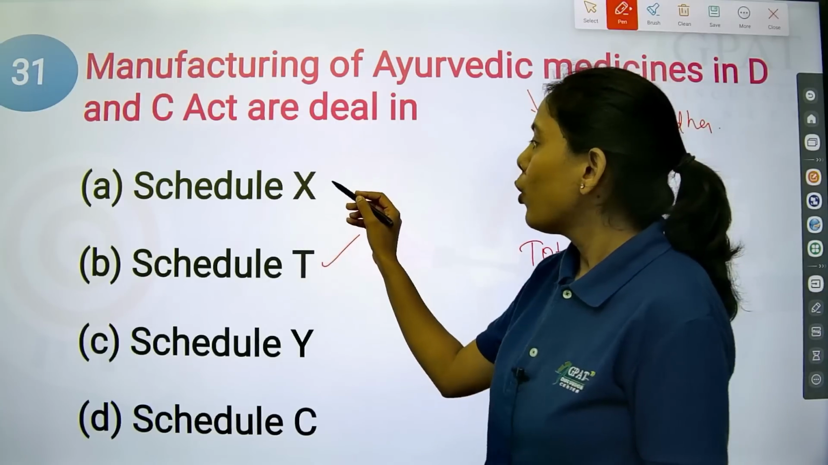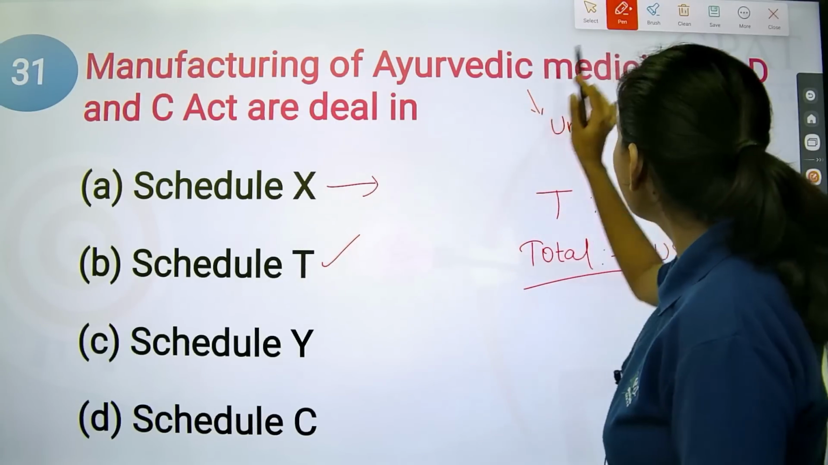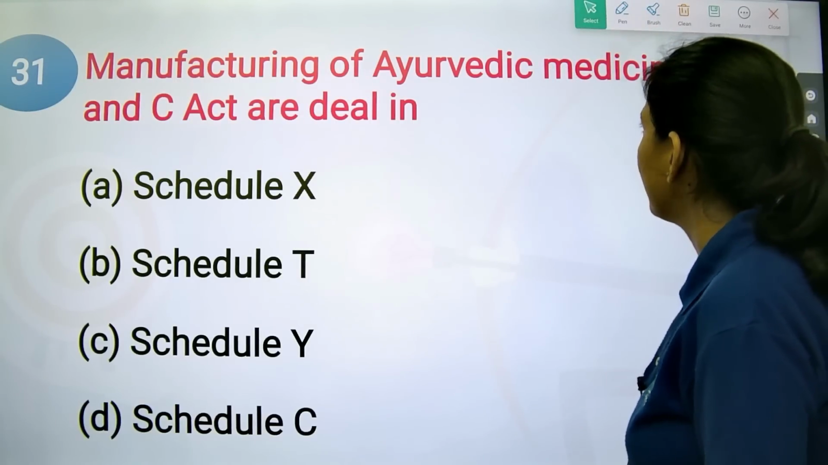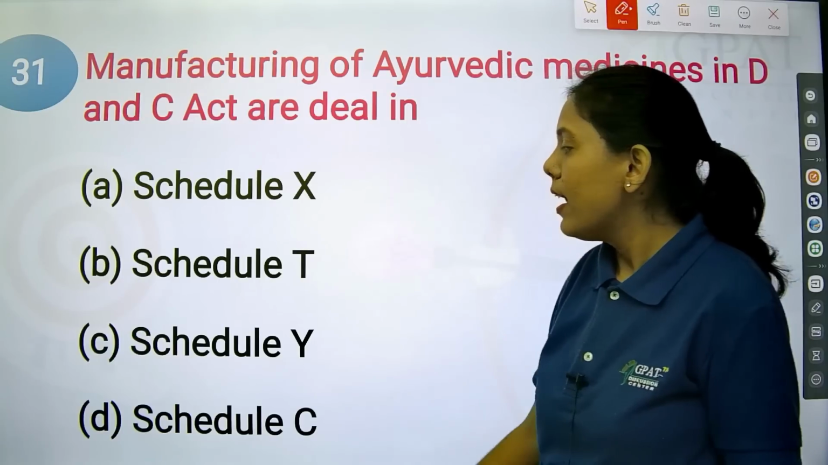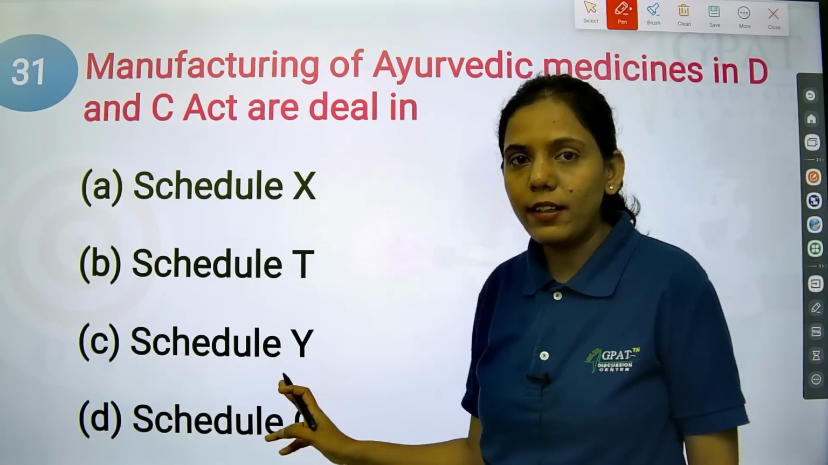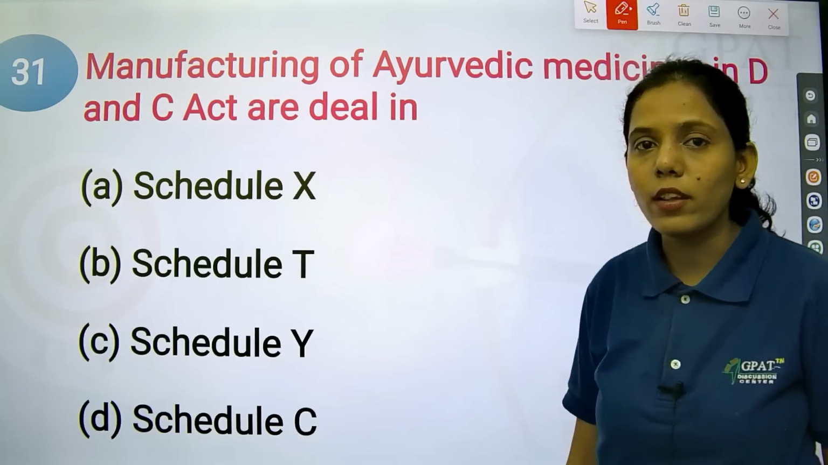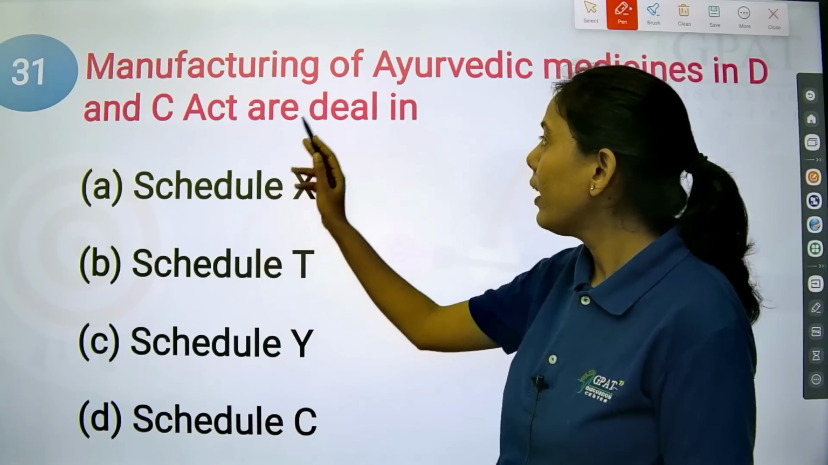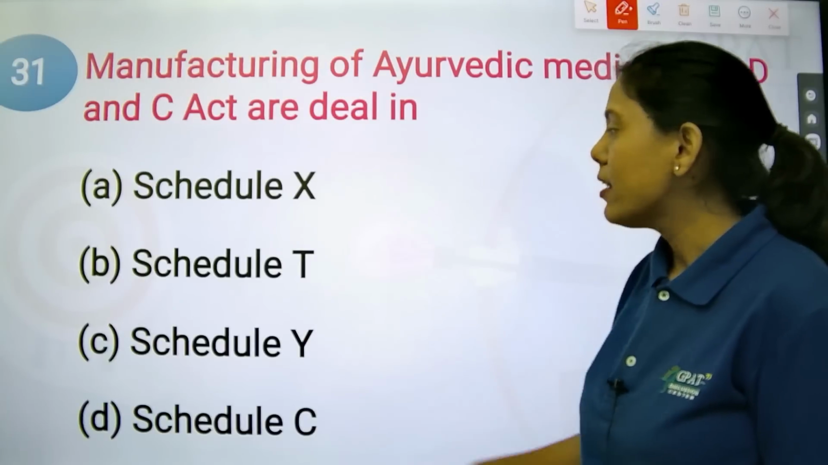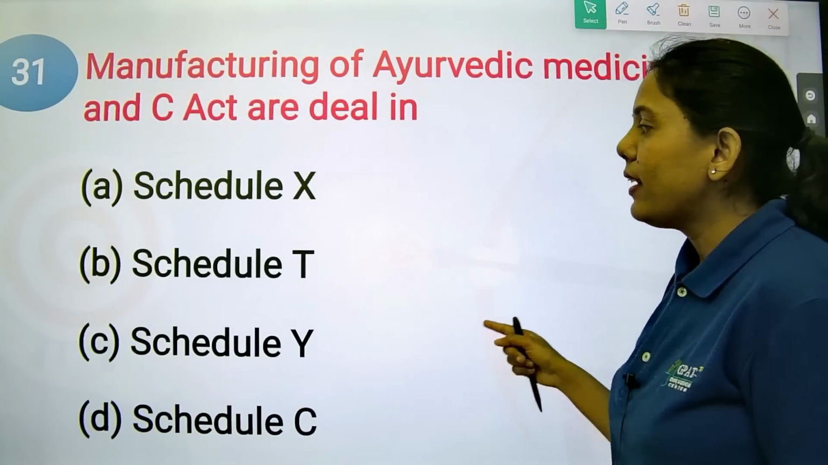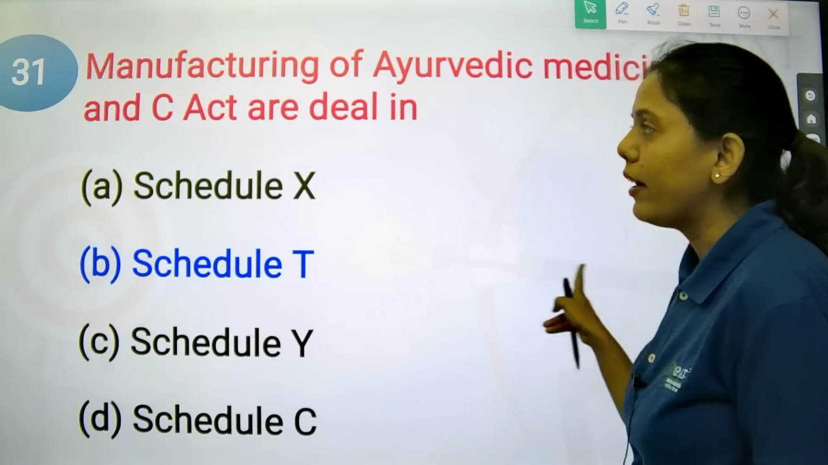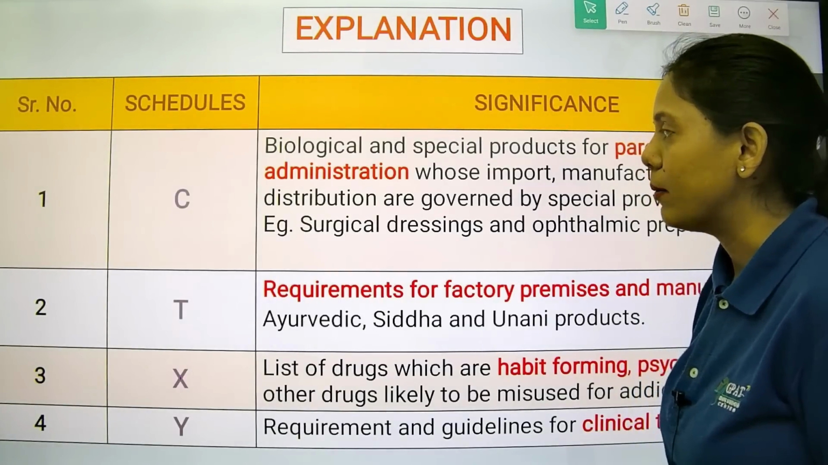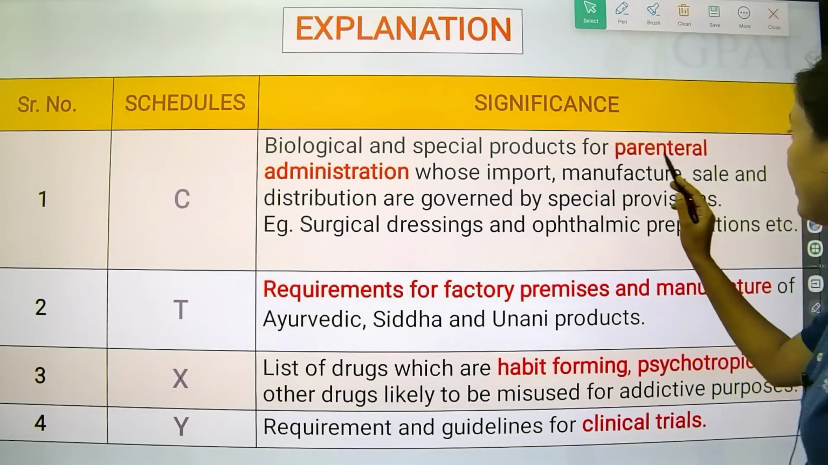Coming to Schedule X, Schedule X is for the psychotropic substances. Schedule Y is for the clinical trials one, and Schedule C is for the parenteral one. Okay, Ayurvedic one they have asked, so that is Schedule T. Schedule T is the right answer, and that is not only for Ayurvedic, it includes Unani and it also includes Siddha system.